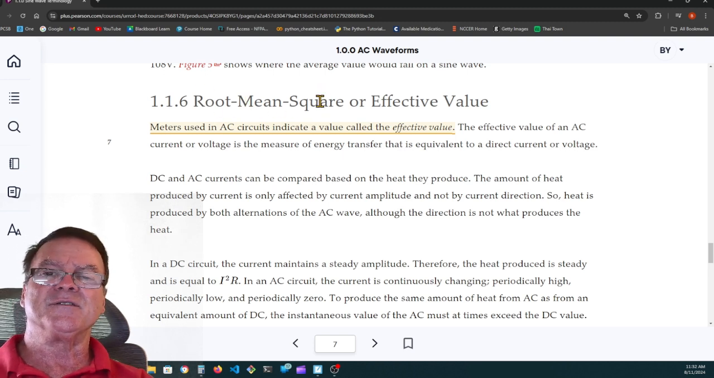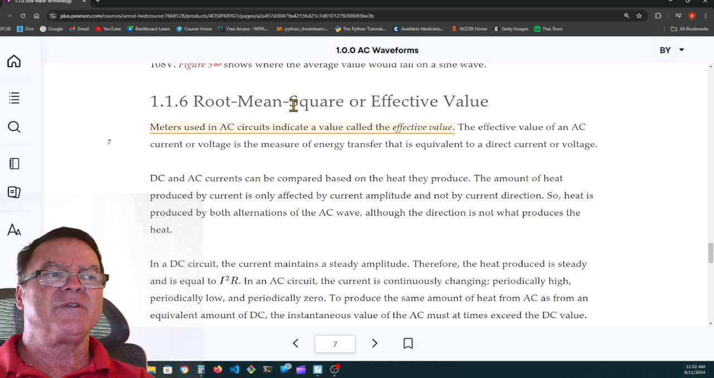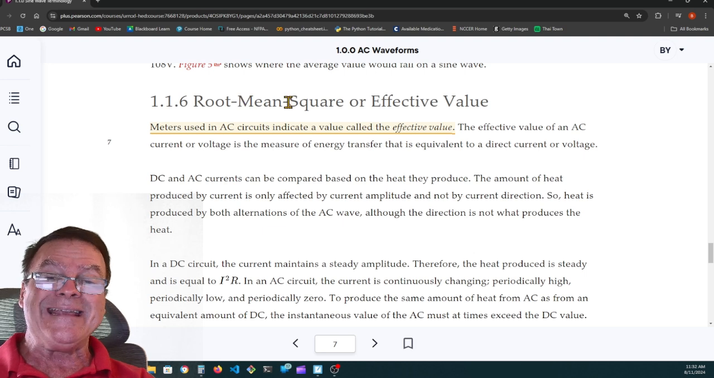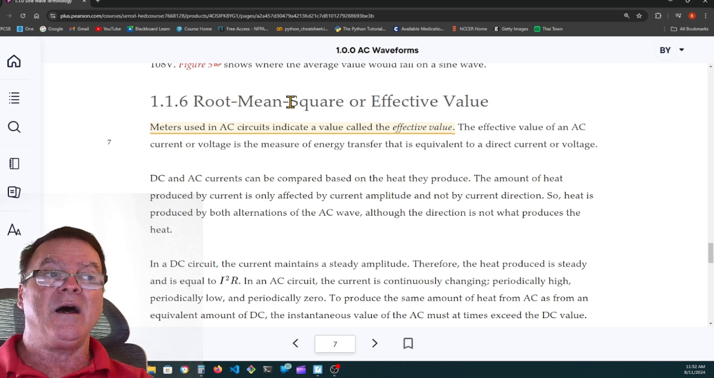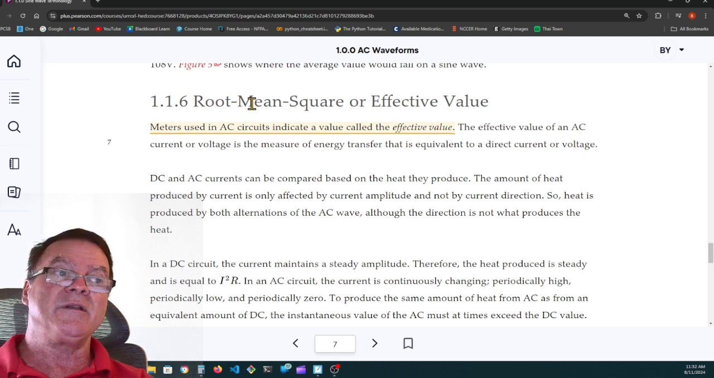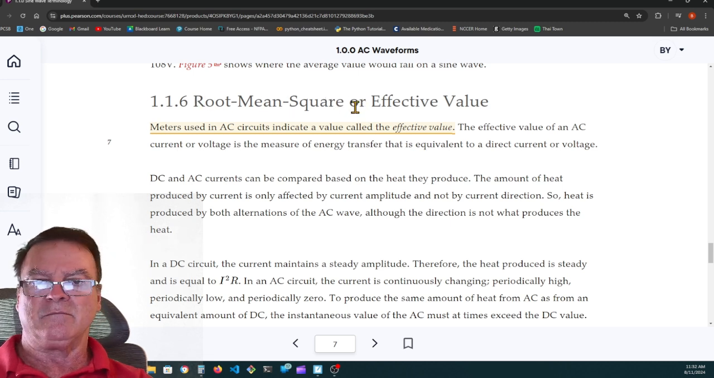They take all of the values of that sine wave, just like an average. They take all the values and add them together and divide, and they get an average. This one, they take all the values of the sine wave and they square them. Then they take the average, or the mean, and then they take the square root of that. So it's the root of the mean of the square. We square it, then we mean, average, and then we root it. But we don't say root of the mean of the square, we just say root mean square.